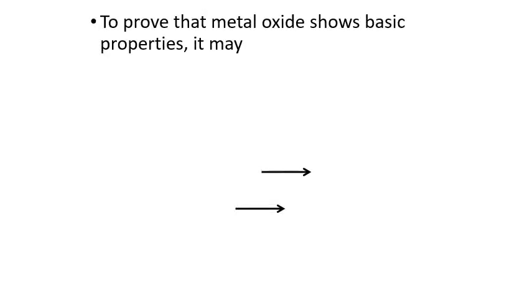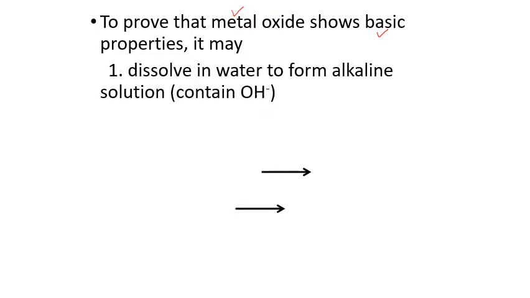After knowing the acid-base character and also the formula of the oxide, now we are going to use chemical equations to prove why we know that metal oxide is showing basic properties. We have two types of chemical equation. First, we try to dissolve the oxide in water.